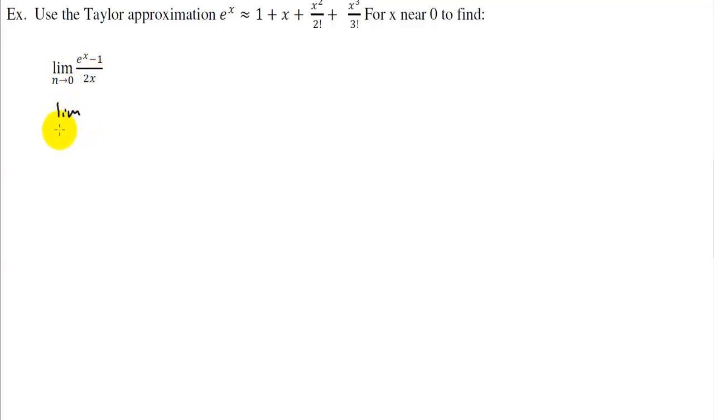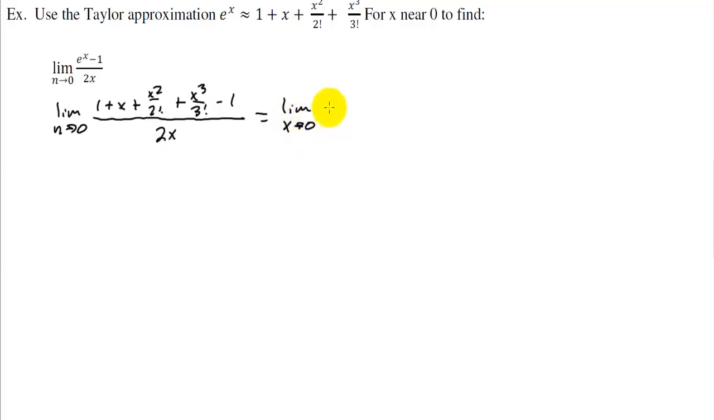So we have the limit as x approaches 0, and we're going to use the approximation for e to the x. So we have 1 plus x plus x squared over 2 factorial plus x to the third over 3 factorial, and we have minus 1 on the end here, and that's all over 2x. And that is equal to the limit as x approaches 0, not n. We have 1 minus 1, that's 0. And so let's write that: x plus x squared over 2 factorial plus x to the third over 3 factorial. So the 1 minus 1 is 0.